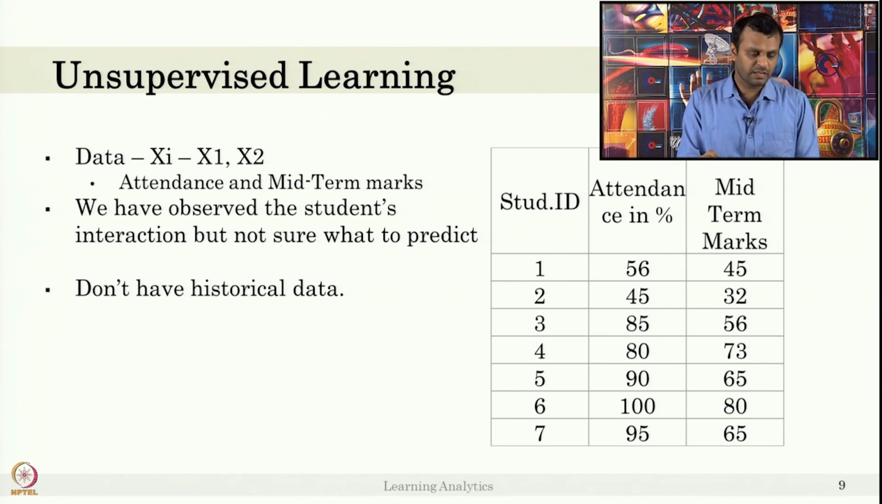So in the unsupervised learning approach, we have x1, x2, there's no y, we don't know what we are predicting, but we have collected a lot of data, engagement, everything. We want to see if any pattern evolves from the data or any clustering happens from the data.